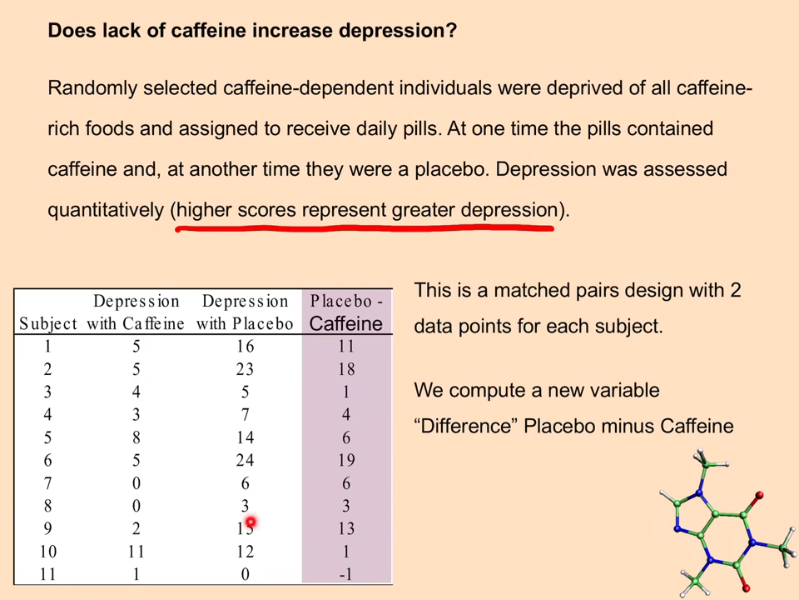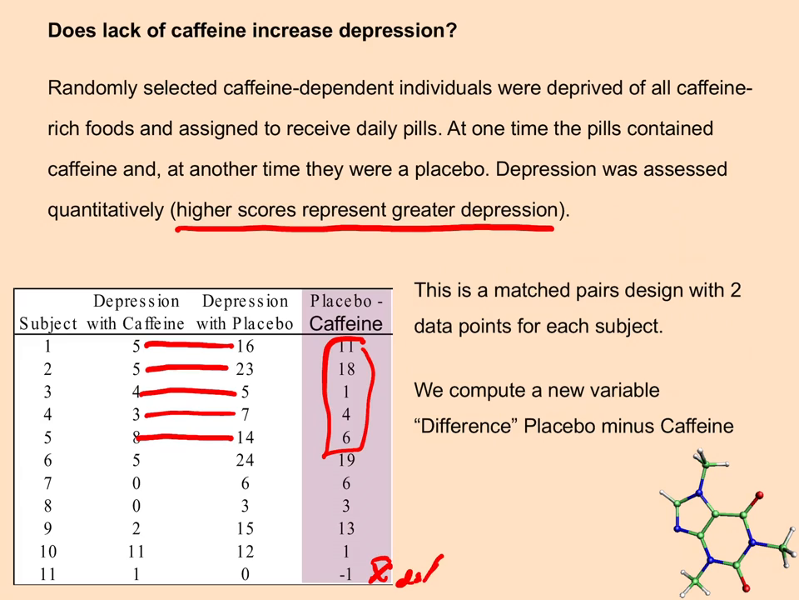Okay, so you see we have our subjects here, 1 through 11. We have their depression score with caffeine and their depression score when they were taken off caffeine. And we have the difference. So 16 minus 5 gives you 11, 23 minus 5 gives you 18, and so on. So these are the difference scores. We average these to get the mean difference, okay? It's a matched pairs design because each of these values represents matched pairs. And again, we're looking at the difference values in terms of mean difference.